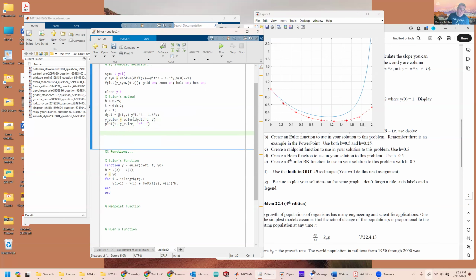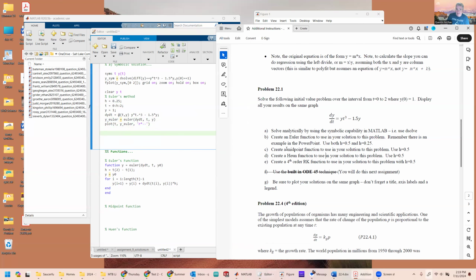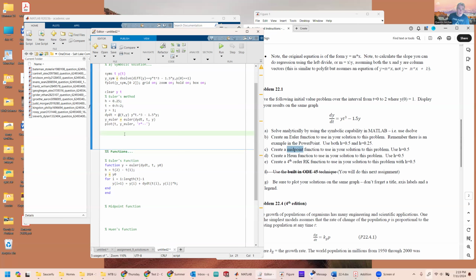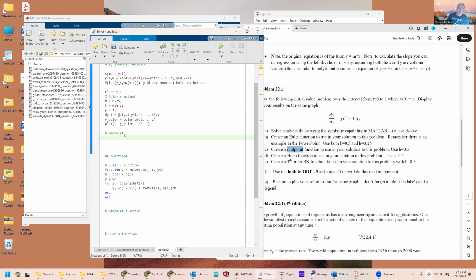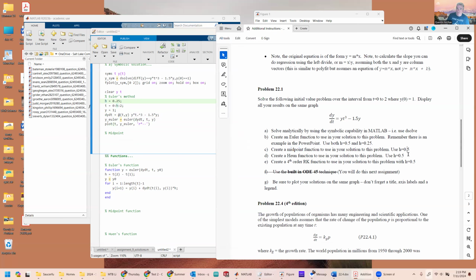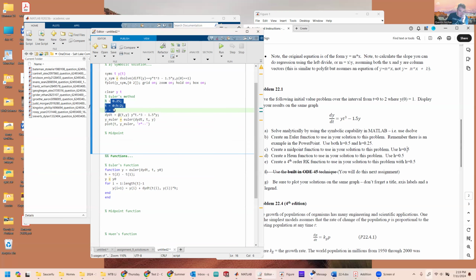Okay, so then the next one is the midpoint function. Boom, midpoint, and we're going to do the same thing. I'm going to come in here, and actually, quite frankly, I'm just going to use 0.5. I don't want to use 0.5. I'm going to use 0.25. To be fair, the problem says 0.5, but that just is too coarse. So I'm going to use 0.25 for all of them.